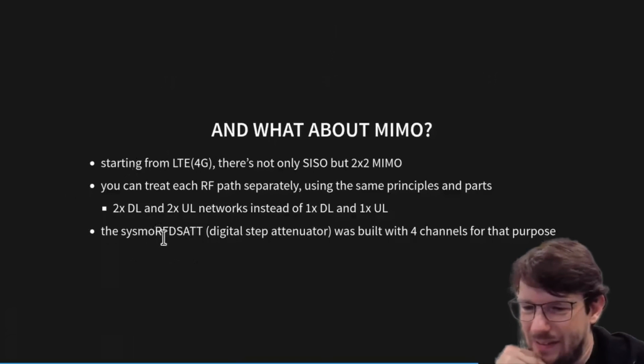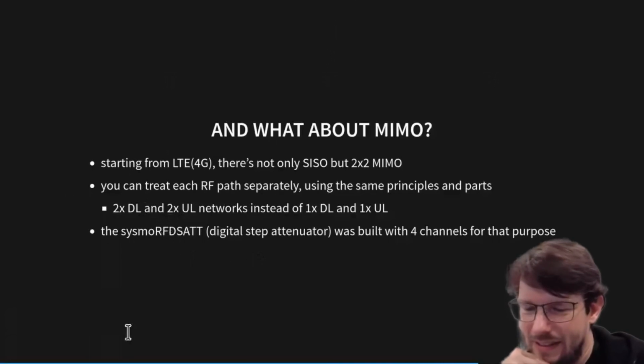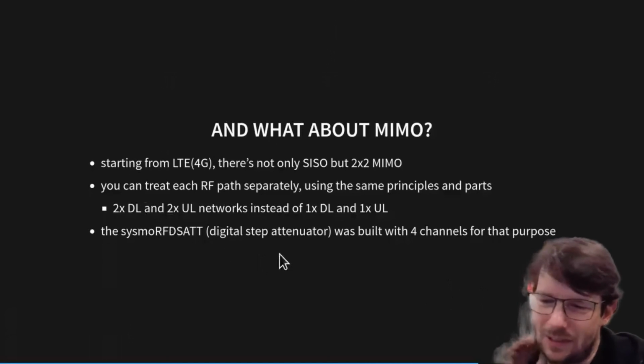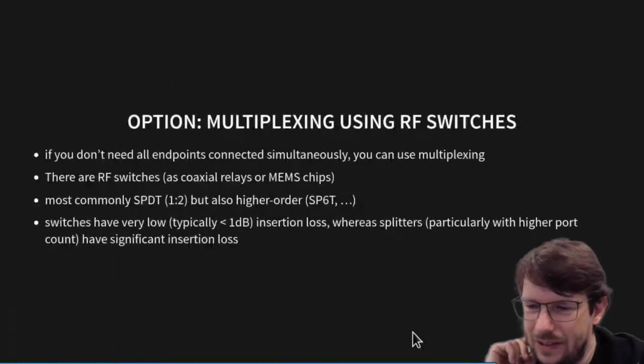But you can do that. There is a link, I thought it was linked here, but the hyperlink is somehow gone. But yeah, my company Osmocom, we did a device called RFDSAT, which is a digital step attenuator with 4 channels exactly for that purpose. So you can have 2 uplink, 2 downlink channels for a 2x2 MIMO use case and adjust the attenuation in that.